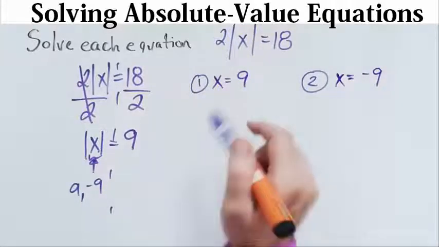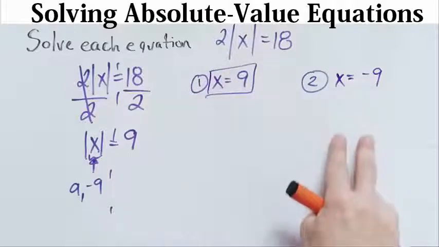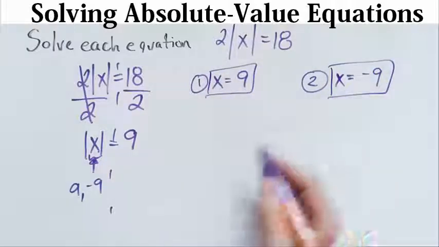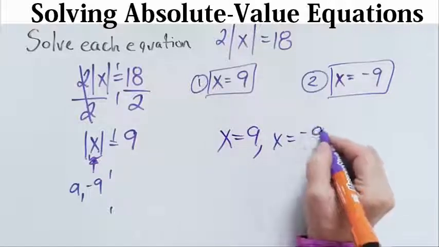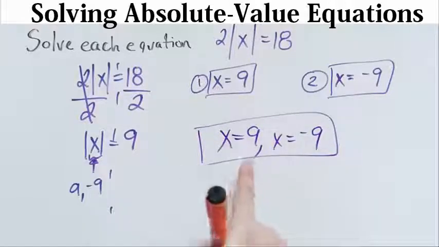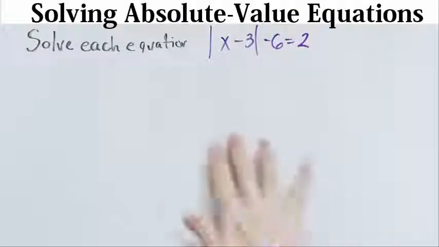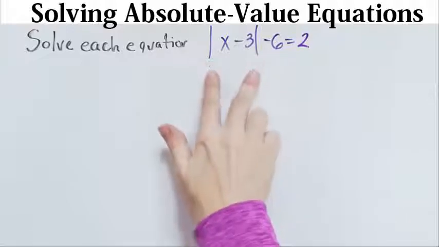X is already solved for us, so you're actually done in case 1. X was already solved for us, so you're actually done in case 2. So you have your two answers. Either x is going to be 9, or your x is going to be negative 9 are the two answers to make the original statement true. And you're done.